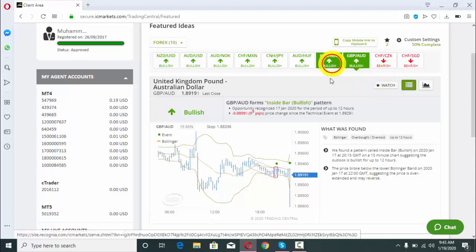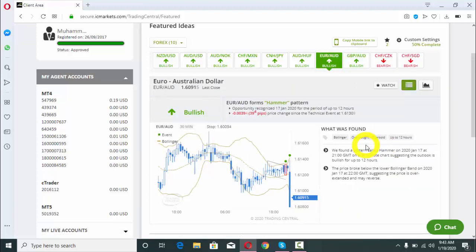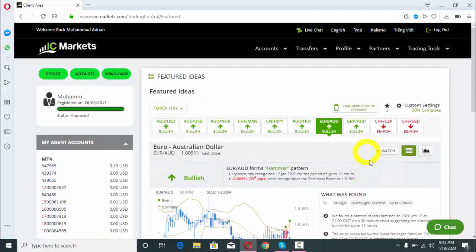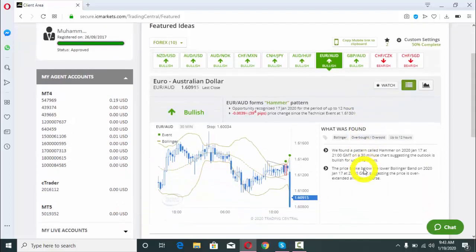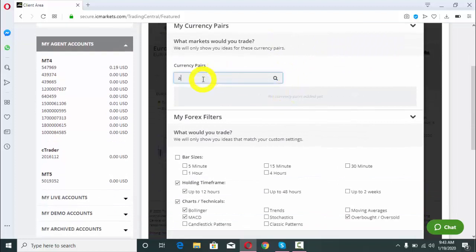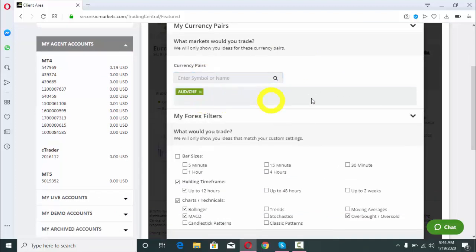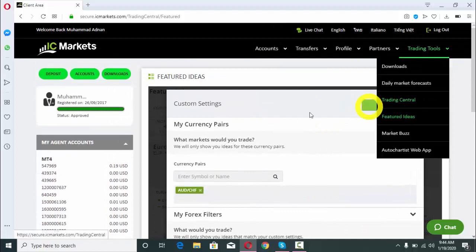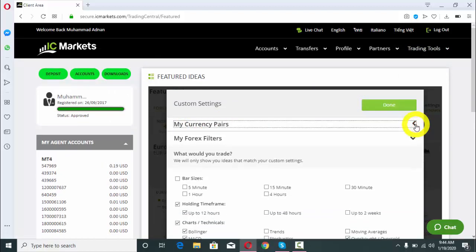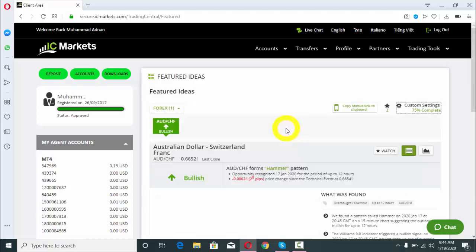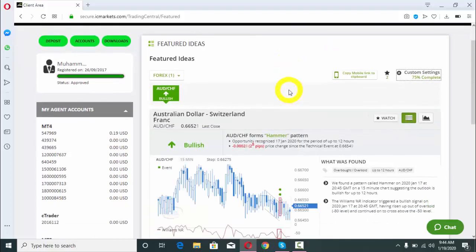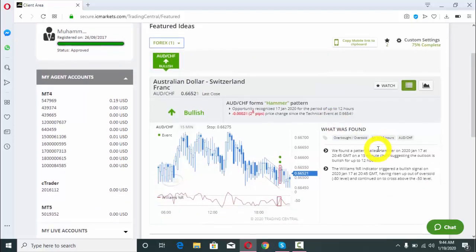And if we want to select EUR AUD, we can select that, right? So from the featured ideas, we can take advantage, and it can help us as well. We can do customization as well. For example, if we want to select any pair like AUD CHF, then I need to click on done. Now my settings will be saved. So this will be my desired pair. Whatever pair I want, I will get it here.